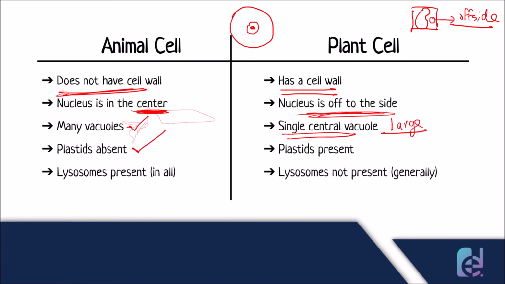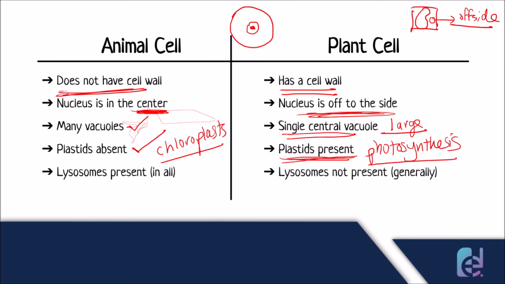Plastids are absent. We don't have chloroplasts in animal cells. This is obvious because animals can't make food. Plant cells, however, have plastids. They have chloroplasts. They undergo photosynthesis. They make their own food.